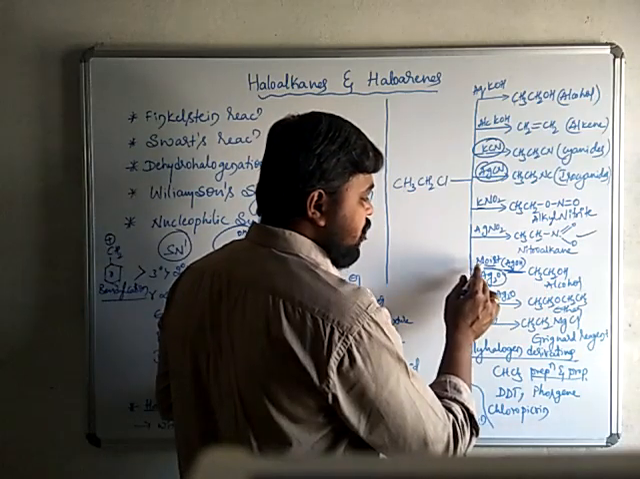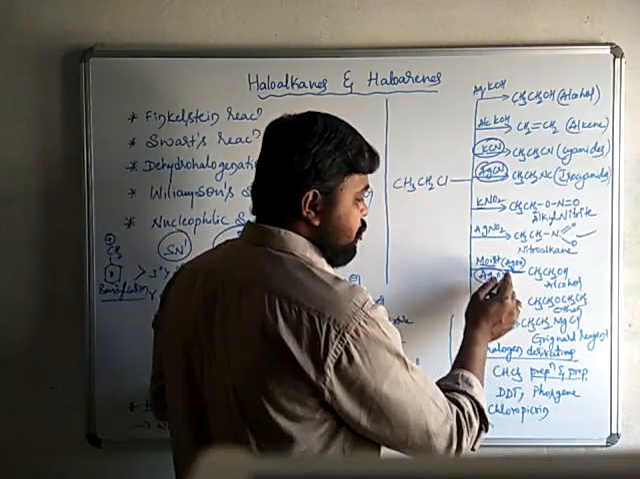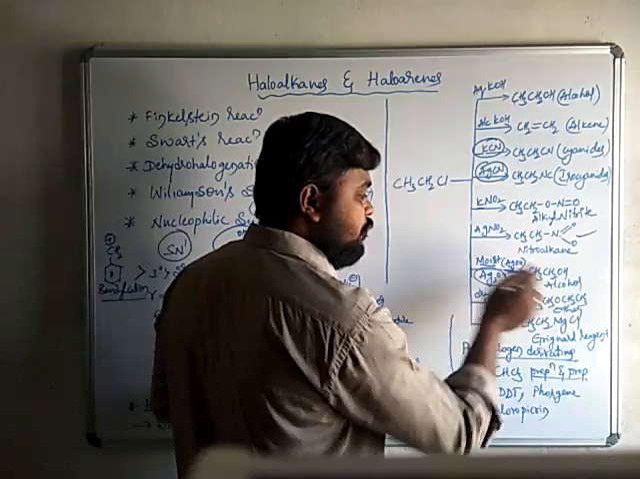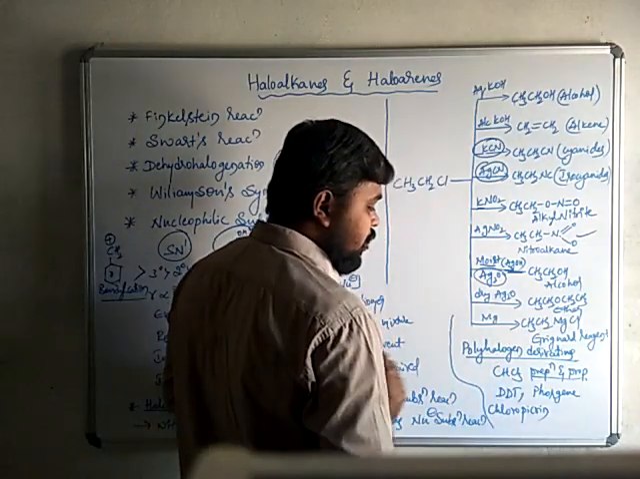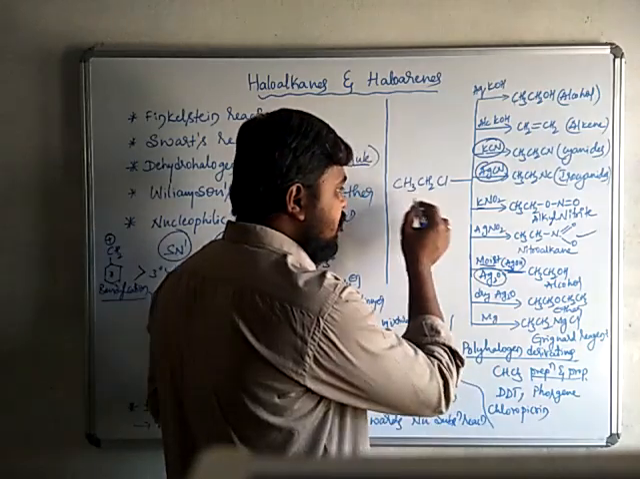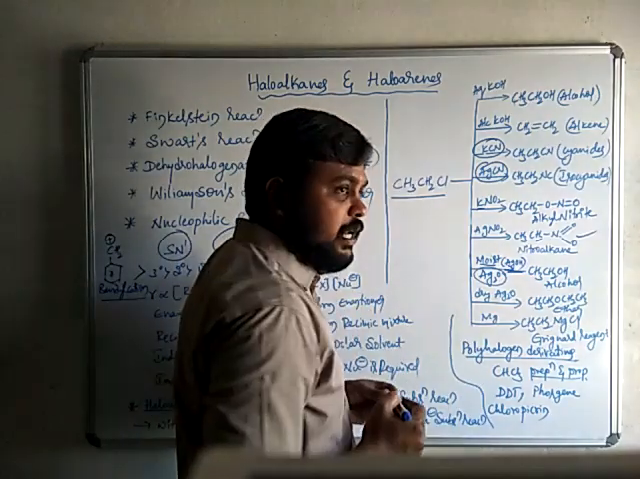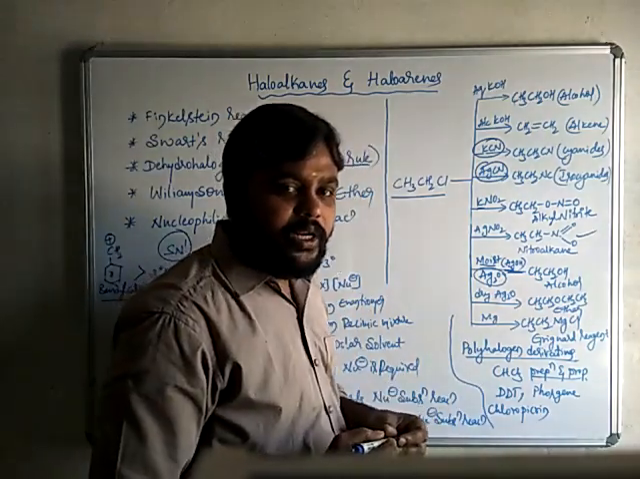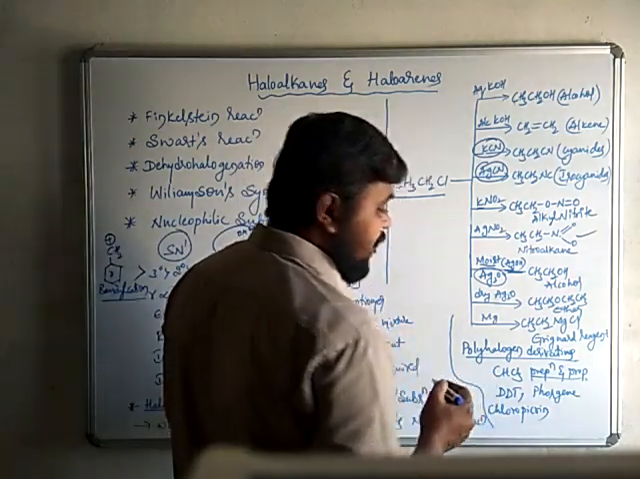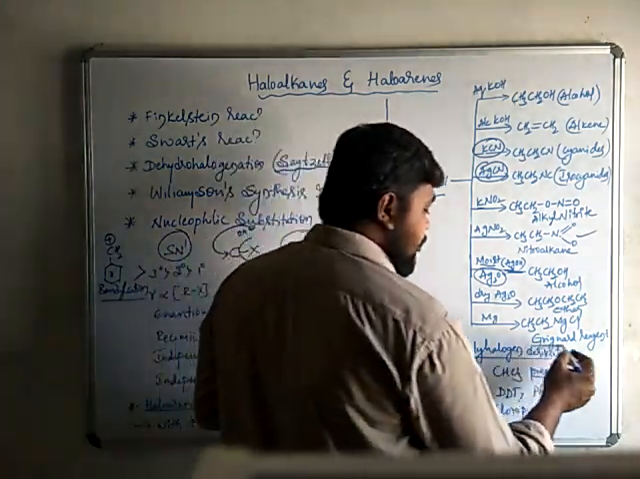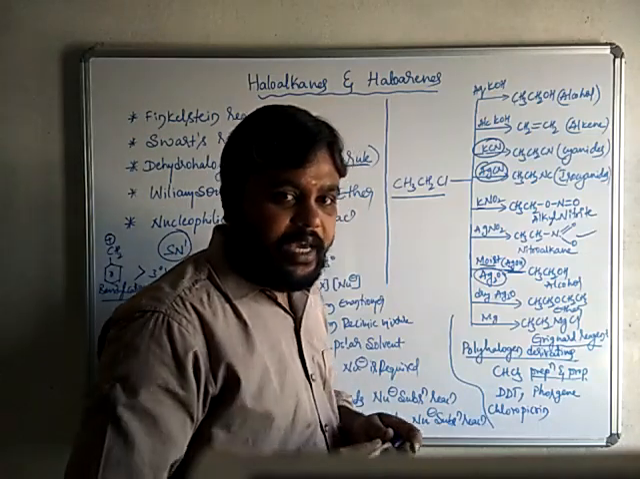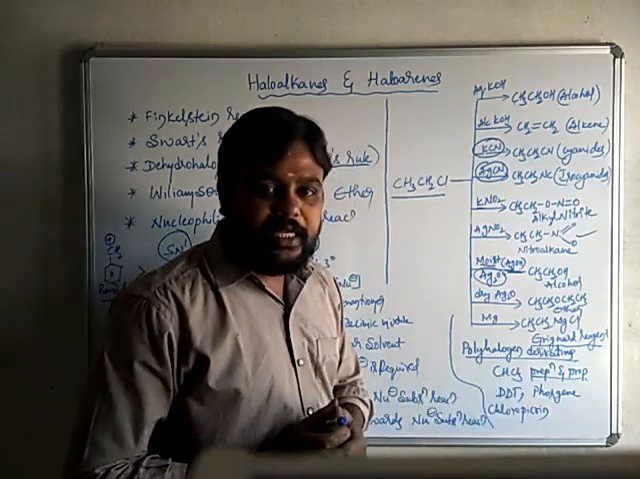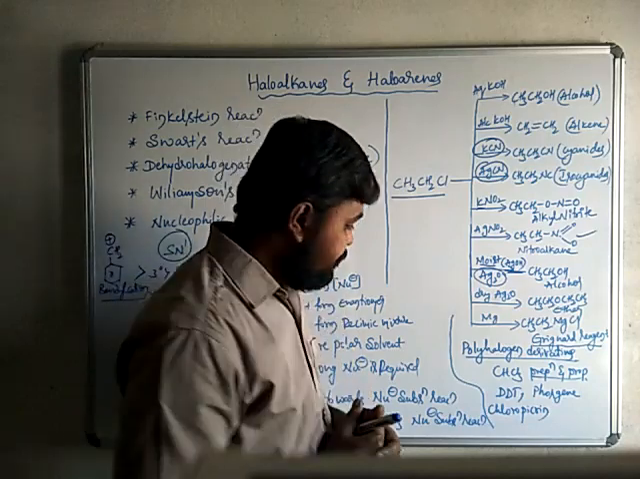So hence moist silver oxide means AgOH. When this moist silver oxide reacts with alkyl halide, it forms alcohol. In case of dry silver oxide, it forms ether. If you react this alkyl halide with magnesium metal, it forms a very important compound called organometallic compound. Example is Grignard reagent. The formula of Grignard reagent is RMgX, where R in the Grignard reagent can act as nucleophile.